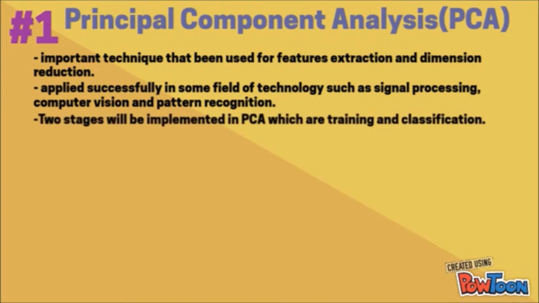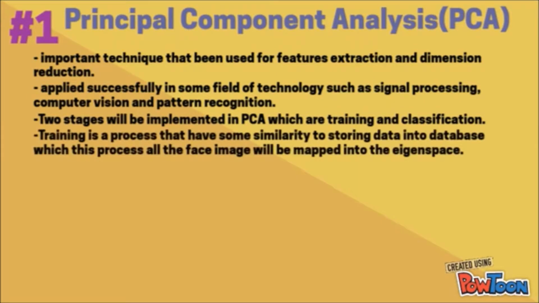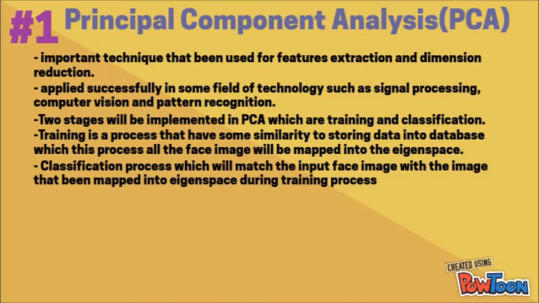There are two stages implemented in PCA, which are training and classification. Training is a process that has some similarity to storing data into a database, in which all the face images will be mapped into the eigenspace. Classification is the process which will match the input face image with the images that were mapped into eigenspace during the training process.